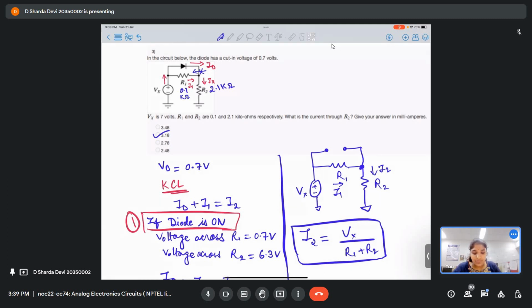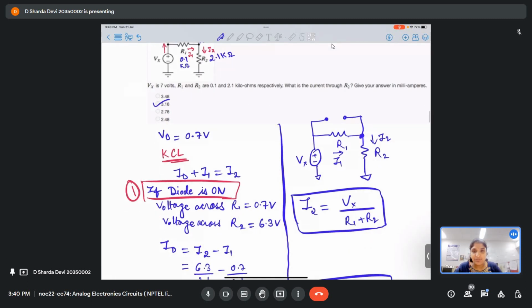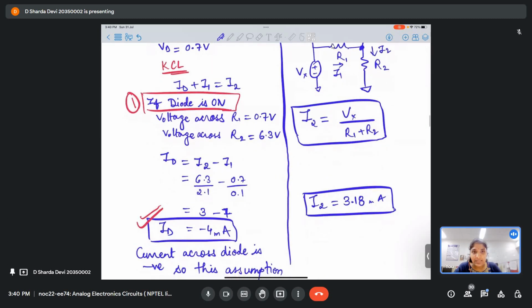So first things first, we have a diode and its cut-in voltage is given. When there is a diode, there are two conditions. The diode may be on or it may be off. So we are moving ahead with the diode being on. Once the diode is on, it will be replaced by its cut-in voltage, a battery of 0.7 volts. That's how we replace it.